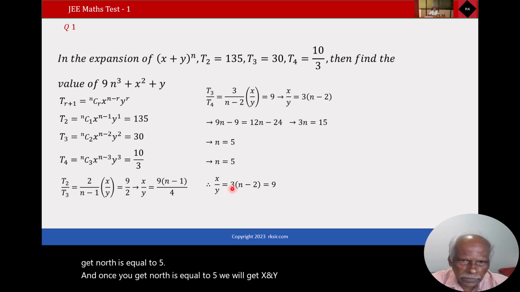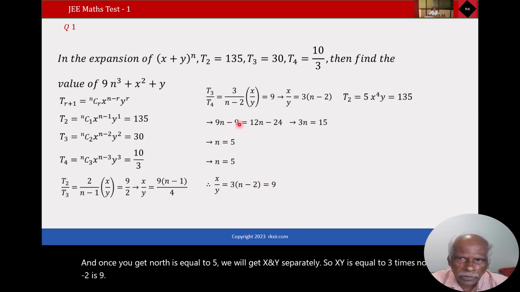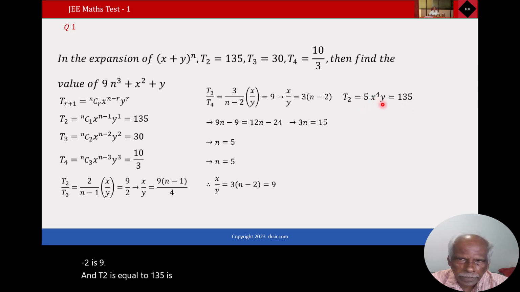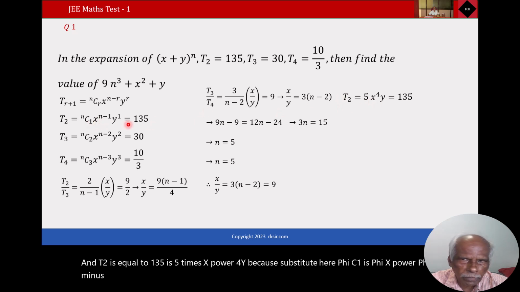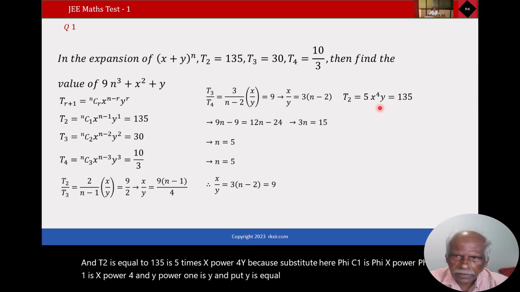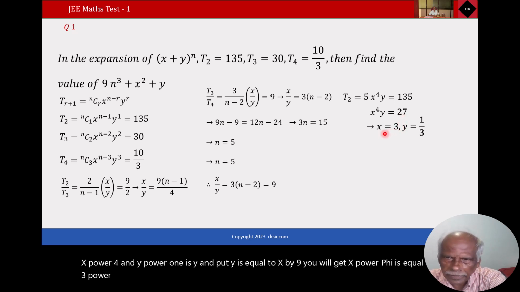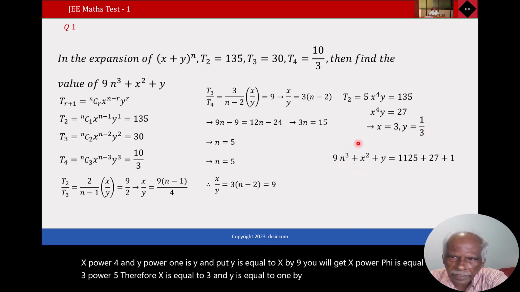So x/y = 3(n-2) = 9. And t2 = 135 is 5 x^4 y, because we substitute here: 5C1 is 5, x^(5-1) is x^4, and y^1 is y. And put y = x/9. You will get x^5 = 3^5. Therefore, x = 3 and y = 1/3. And substituting n, x and y, you will get 1153.